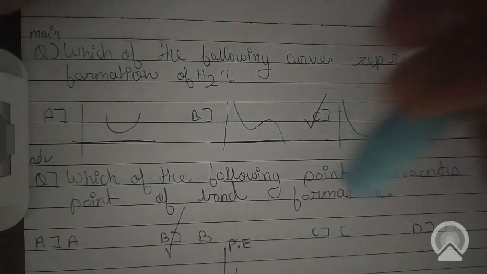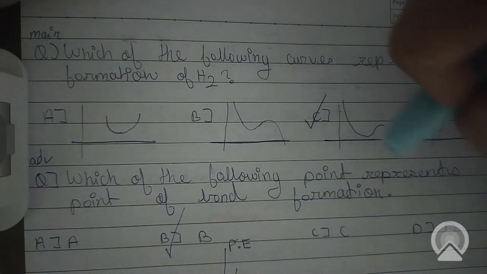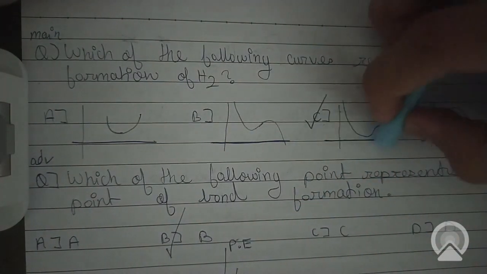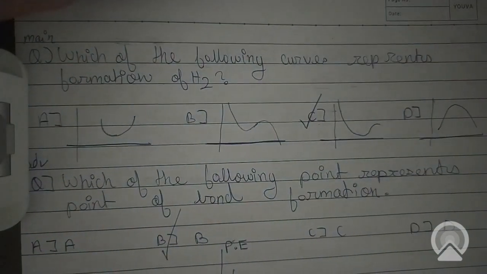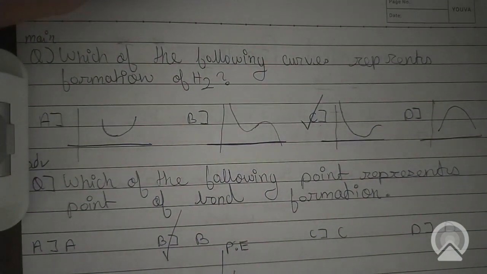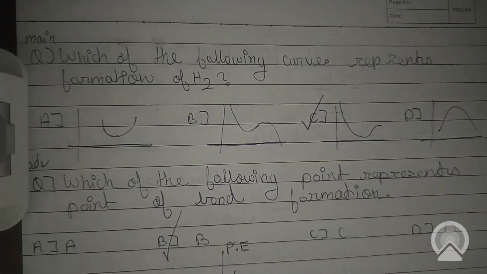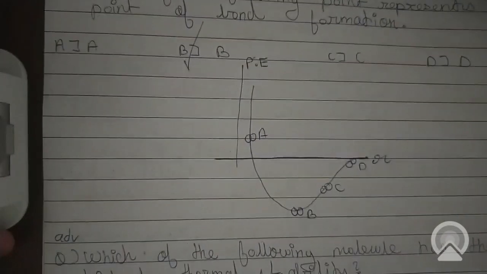And finally, we have C. And C somewhat looks like the graph we made also. If this is our point of zero, then the graph is very similar to the bond graph which we had drawn on the last page. Let's look at the next question.